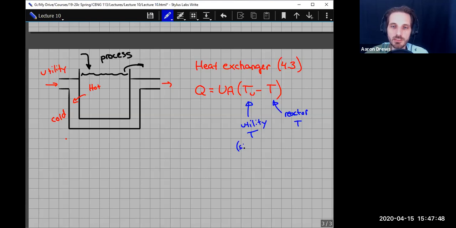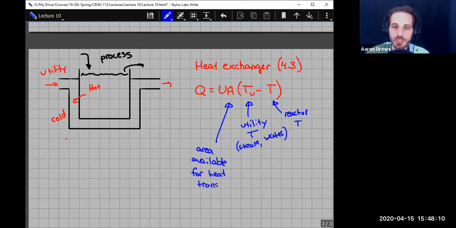Right, so this would be, if you have to heat things up, we like to use steam. If you have to cool things down, maybe it's water. The A that's here, area available for heat transfer.